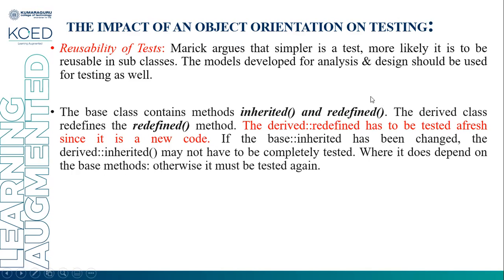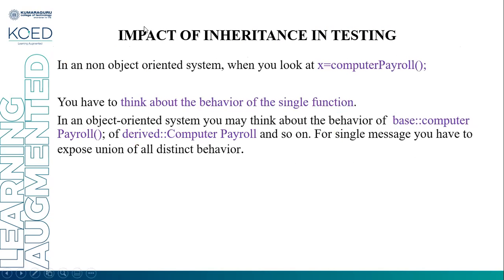Only the changes which are made in the base class are tested in the derived class. So that is more than sufficient, where it depends on the base method only. Otherwise it should be tested again. If there is a major modification, it should be tested again in the derived class also, if it fully depends on the base class method.